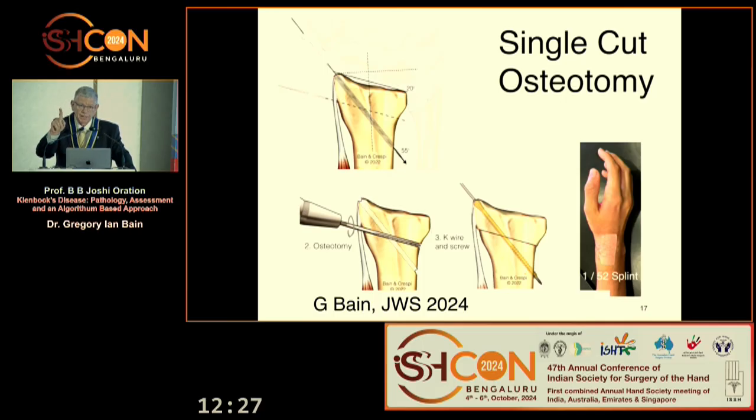It's just one pass of the oscillating saw or the side-cutting reamer, so that it just narrows it down. We just want to change the mechanics a bit. We don't need to change it a lot.